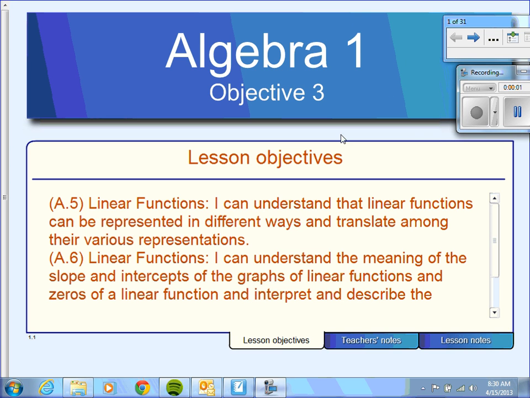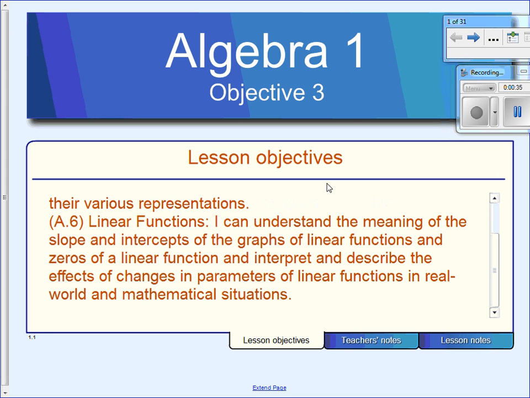Objective 3 is going to cover linear functions. So you're going to be able to understand that linear functions can be represented in different ways and translate among their various representations. By translate, I mean what happens to the y-intercept if we move our line up and down? What happens to the slope if we change the slope? What happens if we have a parallel line? Is the slope the same or did it change? And what happens if we have a perpendicular line to our original slope?